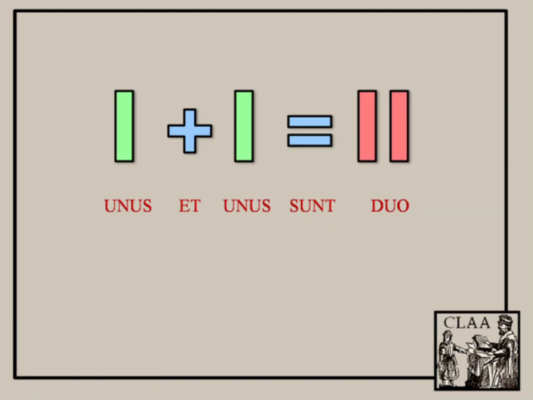Unus et unus sunt duo. The word et means and, and the word sunt means are. This is just like saying 1 and 1 are 2. Unus et unus sunt duo.